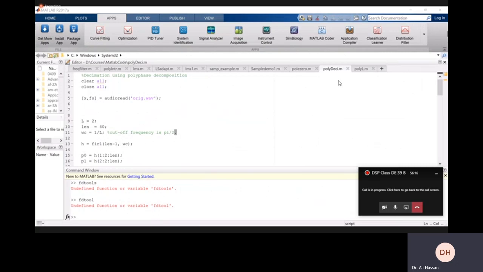Once you say design, it will design a filter for you. 0 dB means 1, so here the scale is dB. 0 means 1, so it lets these frequencies pass. And minus 80 dB means 1 over 10,000. So it will kill all the unwanted frequencies by a factor of 10,000.